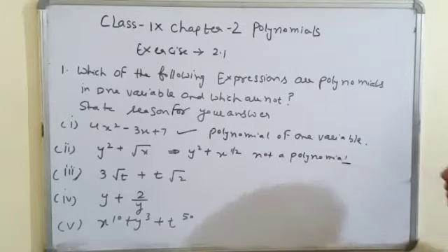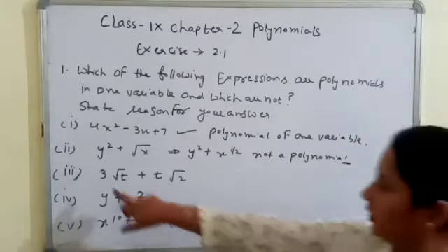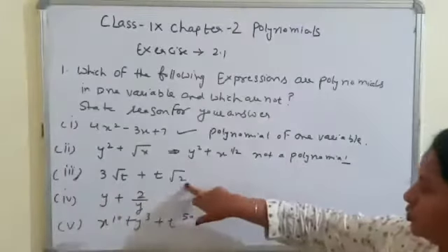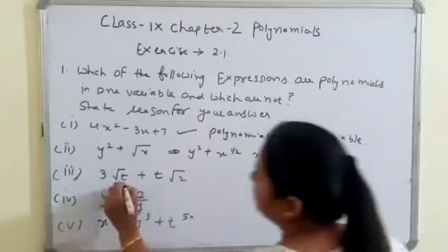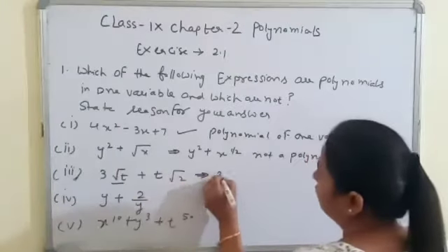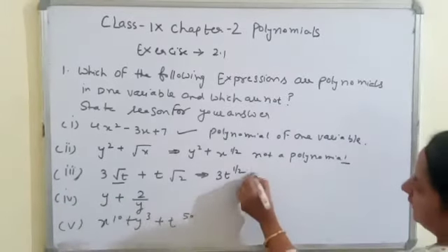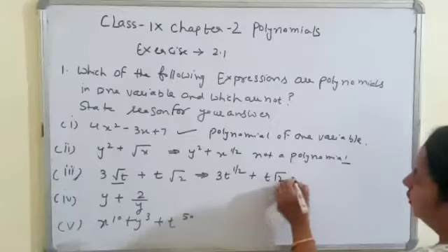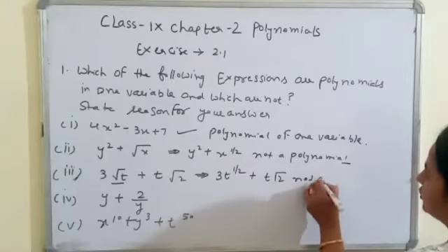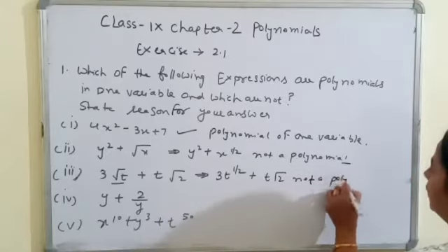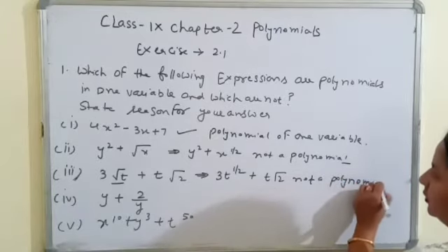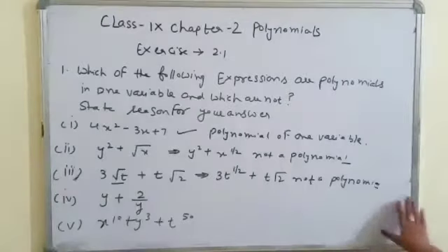Third is 3 root x plus root 2 into 3 root t. This is also not a polynomial, because the power for x is 1 by 2. That is not a whole number. So this is also not a polynomial.